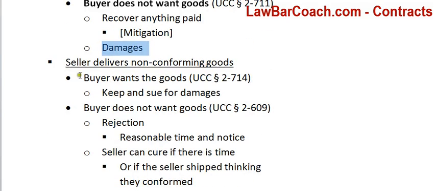Here are the other situations. A seller does deliver the goods, okay, but they're non-conforming. He gives me the bobbleheads on Friday that have the wrong team on them or something of that nature.